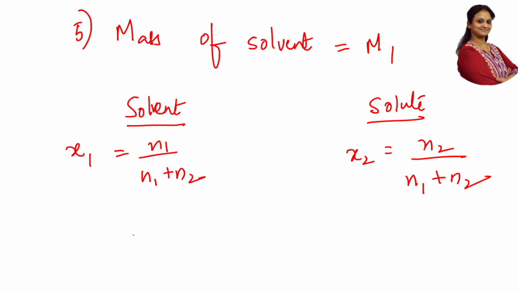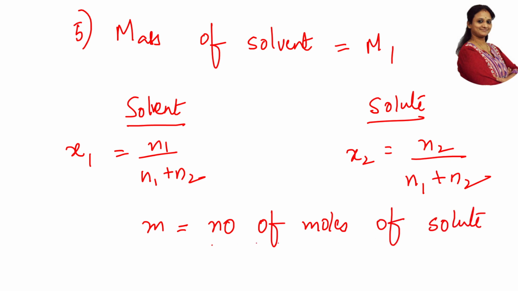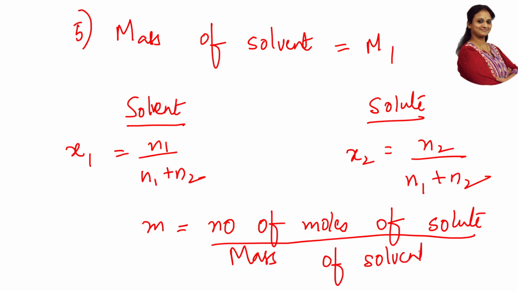Okay. Now I have to relate it with molality. What is molality? The molality formula we already studied. It is number of moles of solute divided by, what is it? It is mass of solvent in kg. Correct, right? Mass of solvent in kg unit. This is the formula which we have studied already.